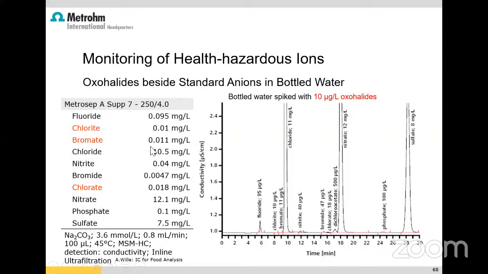So this is bottled water. You can do these oxyhalides: chlorite, bromate, and chlorate. So this is how we can do it.